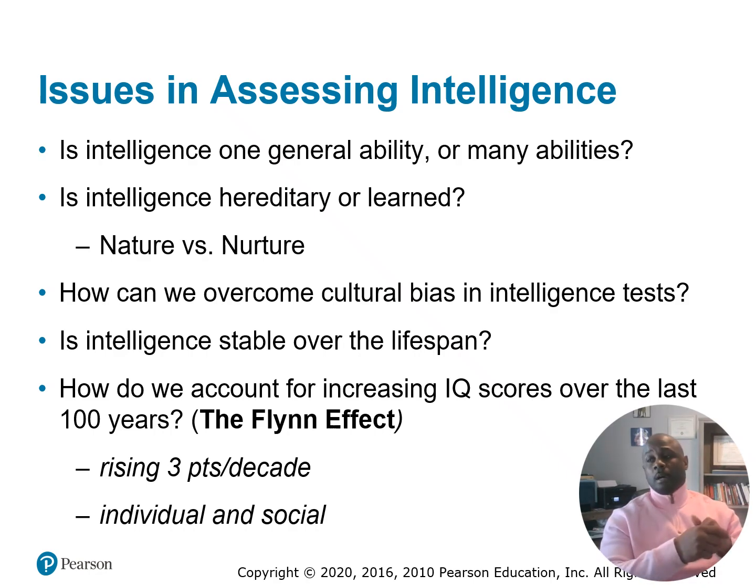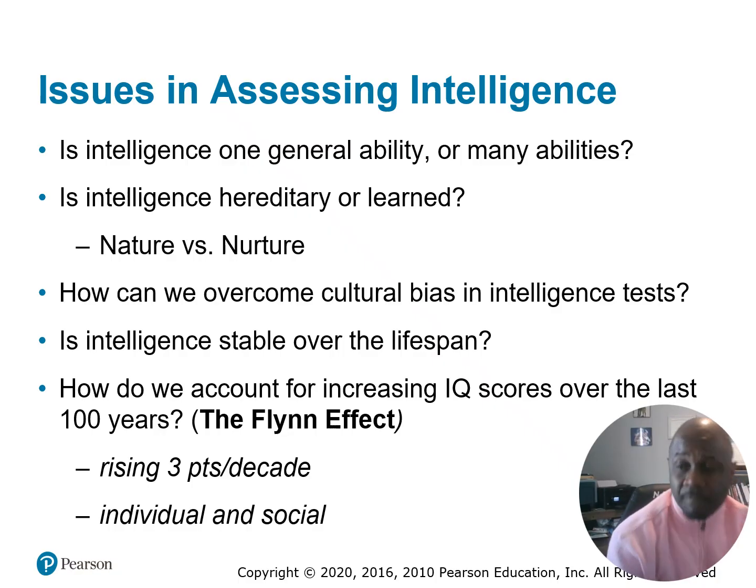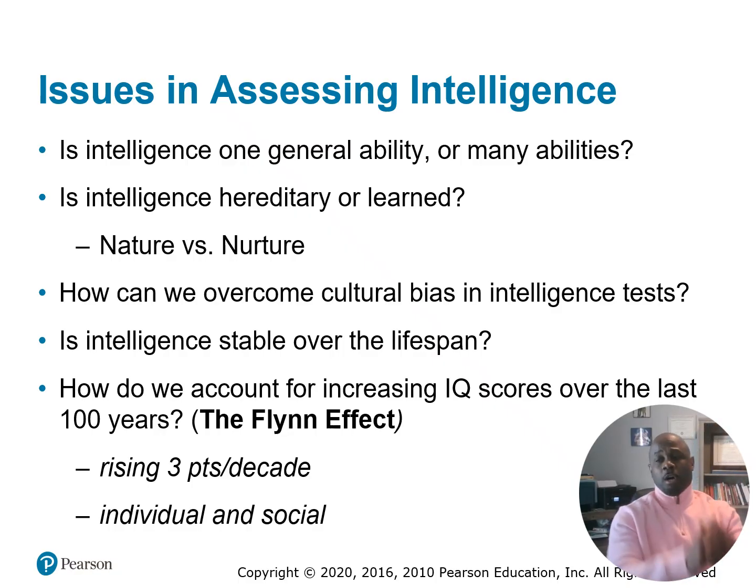How we overcome cultural bias in intelligence tests is always going to be an issue, because of cultural bias within tests, talking about the population of how the test was developed, who was part of the experimentation or research for the test. Is intelligence stable over a lifespan as we grow? Does our IQ or intelligence level diminish or get stronger depending on the individual? How do we account for increasing IQ scores over the last 100 years? The Flynn effect, right? They say it's rising 3 points a decade, and individual or social issues can impact that.